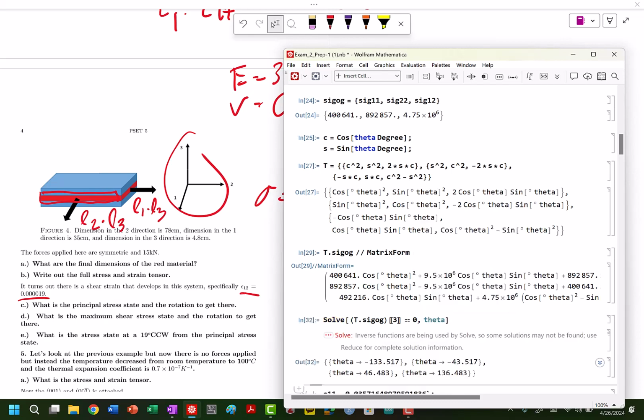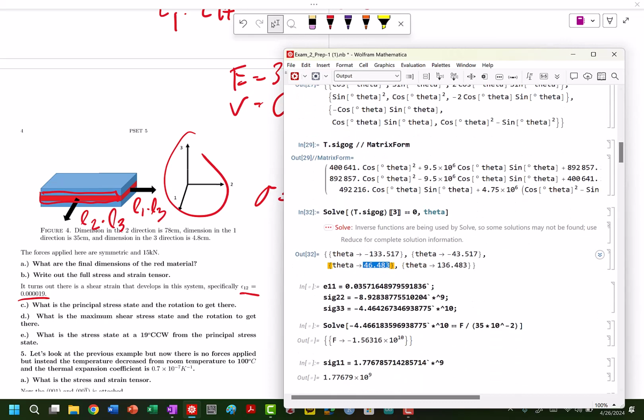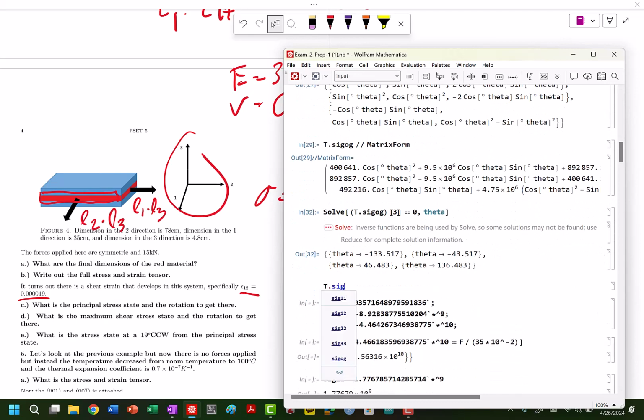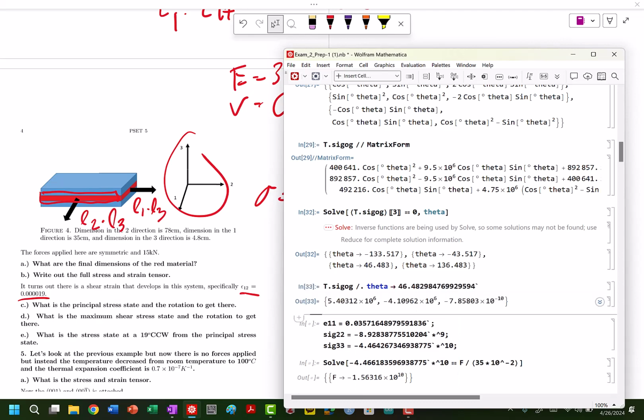Let's find out. So I'm just going to say it's this. Again, I can choose either one. They're all symmetric. So I can say T dot sigma, theta goes to this. And you see this value is effectively 0. So this is my principal stress state values here. I can similarly do the same thing here.